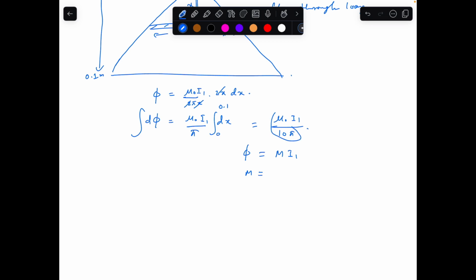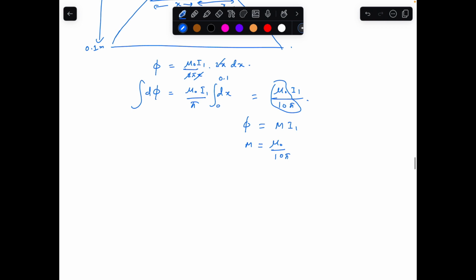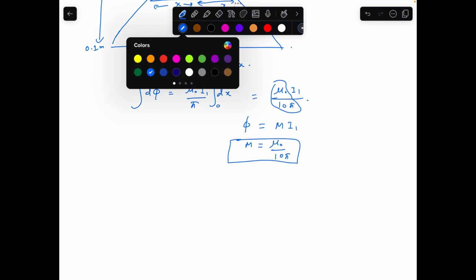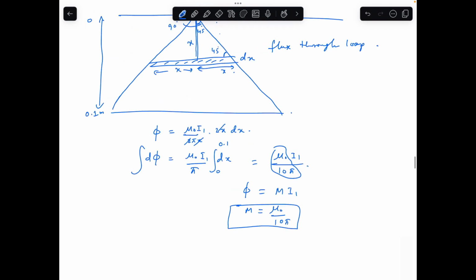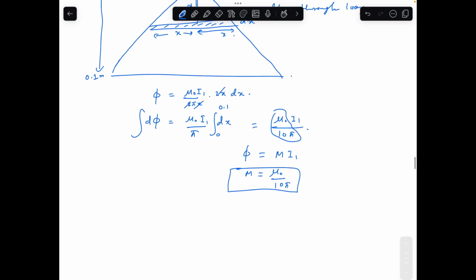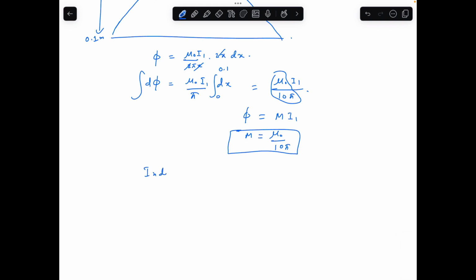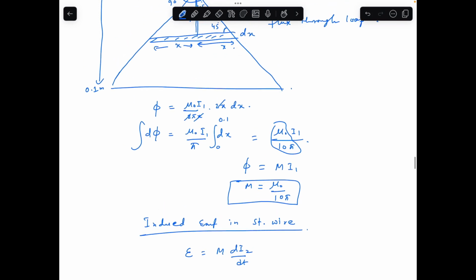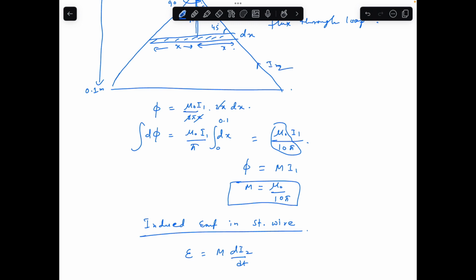So from here, what is the value of M? Mu naught by 10 pi. Okay, now using this value of M, I'll try to find the induced EMF in the straight wire. So the induced EMF in the straight wire will be M into dI2 by dt. Current in the loop is suppose I2.